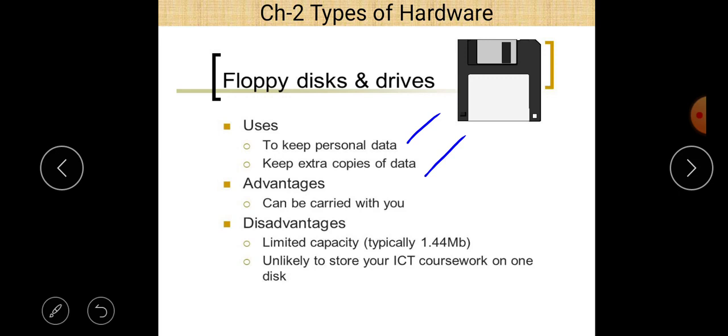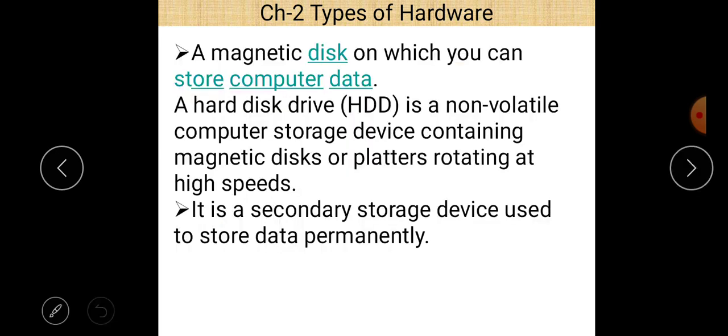Next topic is magnetic disk. So what is a magnetic disk? Basically, a magnetic disk is a disk on which you can store computer data.